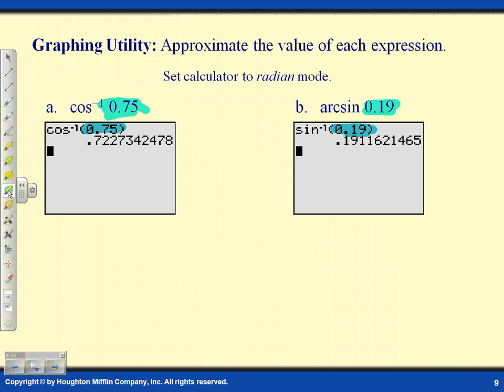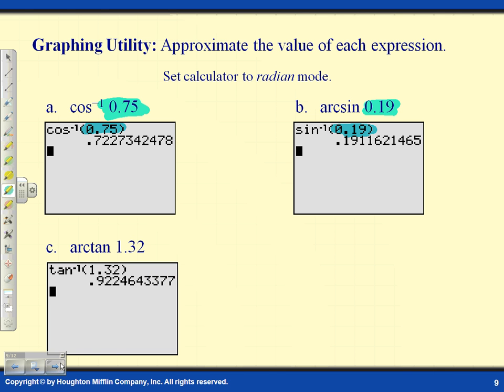However, go to the next one. Arctan of 1.32. Now, what is my domain of tangent? Negative infinity to infinity. So does that work? It absolutely works.